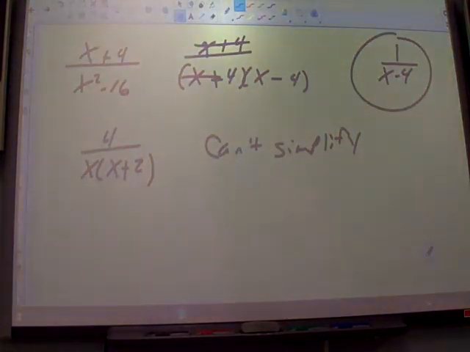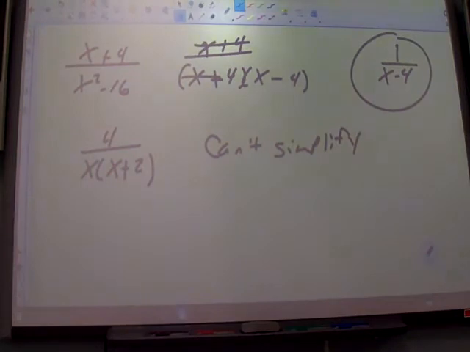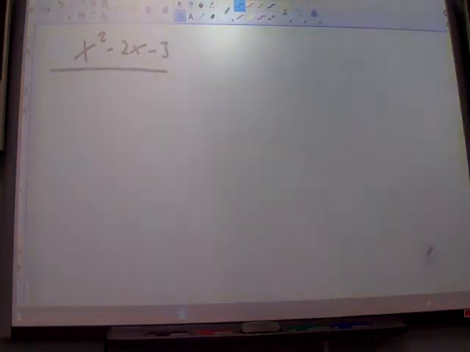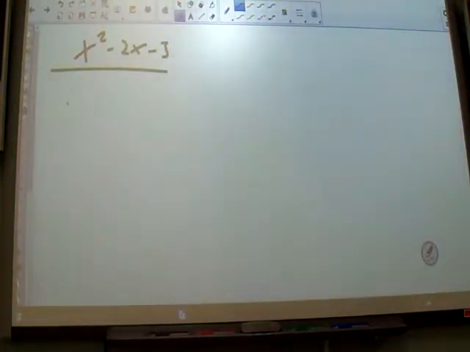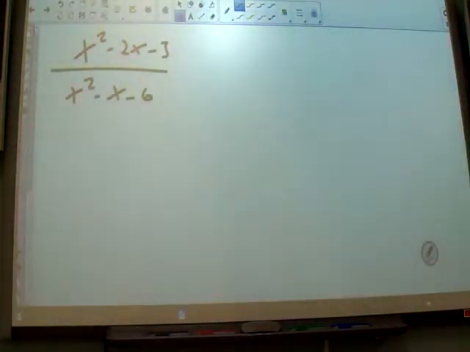Alright, before we look at something different, I'm going to let you try one real quick. They got what we need on that page? Yeah. X squared minus 2x minus 3 over x squared minus x minus 6. Alright, so your directions say simplify the rational expression if possible. This one is possible to simplify.